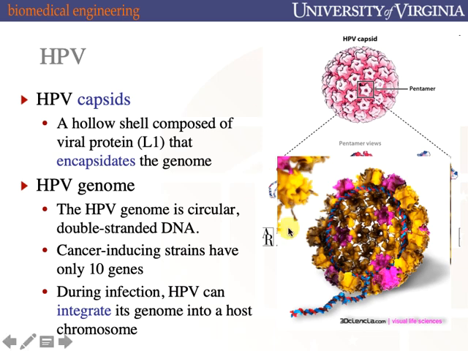If you were to crack it open, what's inside here is the double-stranded circular genome. The strains that are associated with cervical cancer only encode 10 genes in that piece of circular DNA. And the association of HPV infection with the promotion of cervical cancer is not simply the infection itself, but the integration, the insertion of the HPV genome into the genome of the cervical epithelial cells or the cervical cancer cell. In other words, what's occurring is that circular piece of DNA is cut open and then pasted somewhere into the cervical epithelium genome, and that's the driving force for cervical cancer.